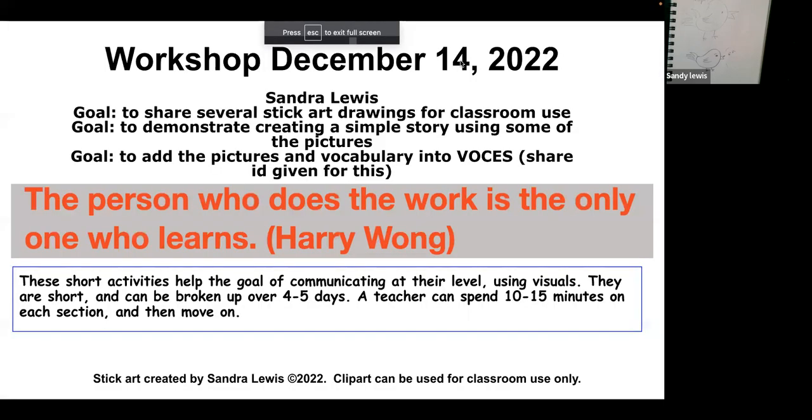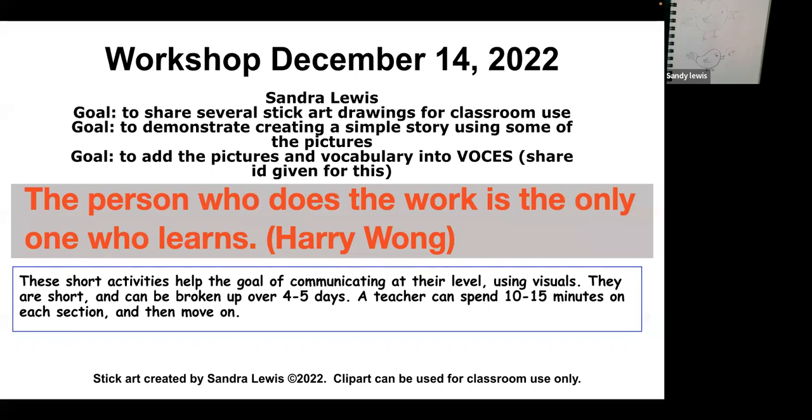And my goal was to share several drawings. I love drawing. And like I said, think of what you would like to see next. Do you want to do more drawings? Do you want to know how to put it into Voces? You know, maybe like Michelle, like we were talking about doing a survey or something. What would you like to do? It's all about you, what you need and what you want to work with.